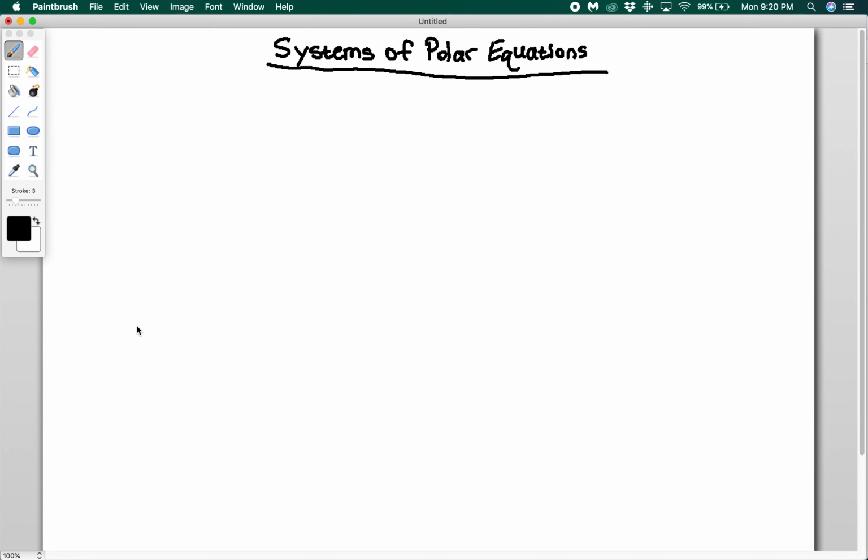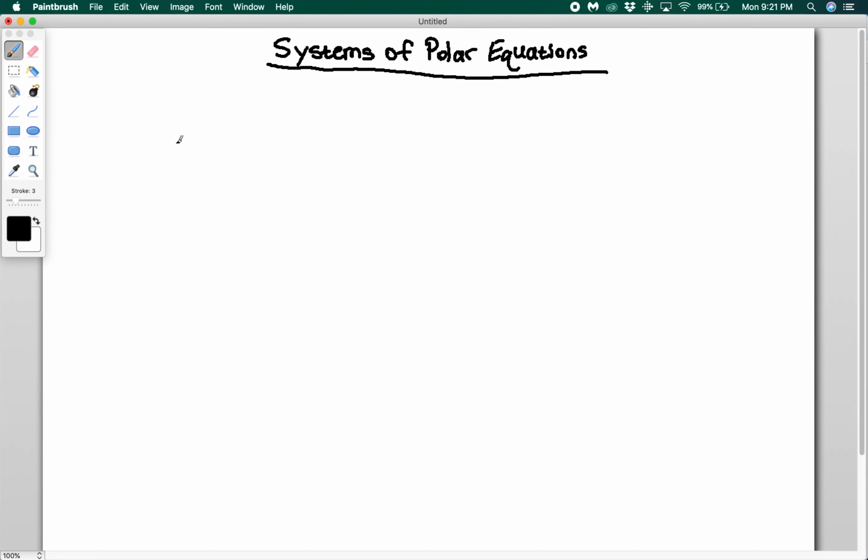Systems of equations in Cartesian coordinates, where you use substitution or elimination or other clever techniques to solve for x and y and figure out the intersection points of equations. Well, we also wanted to be able to do that for polar equations as well. So we're going to go through and look at 5 different ways that you can solve polar equations.